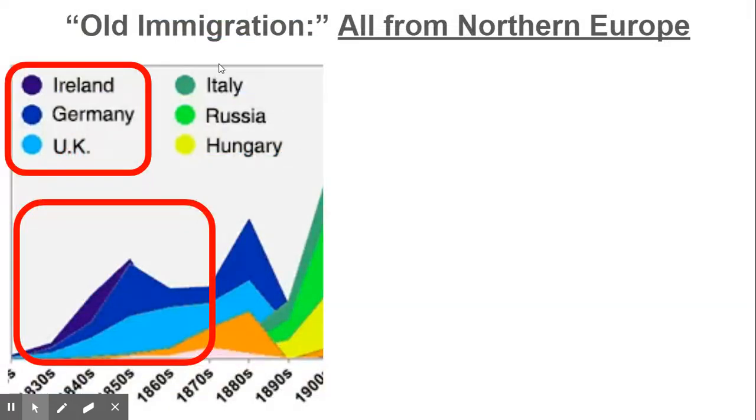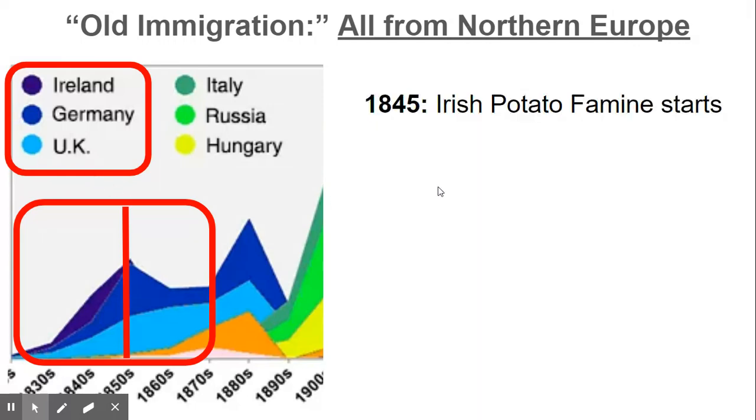Our old immigrants are considered to be from the Northern European countries like Ireland, Germany, and United Kingdom. These groups were coming over in large numbers prior to the Civil War. They didn't stop coming after the Civil War. They continued to come, but they were joined by these other groups. So these are our old immigrant groups, Ireland, Germany, and United Kingdom, who came before the Civil War.